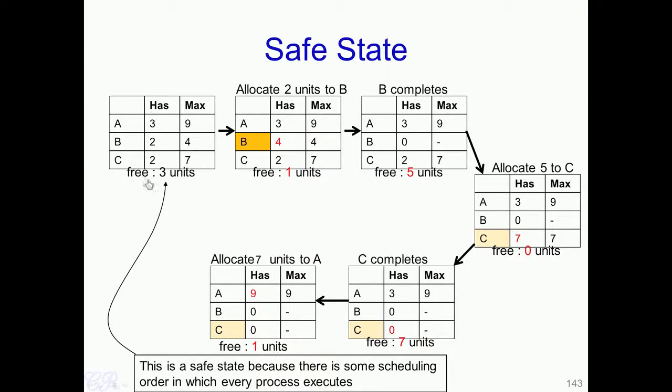Thus, we see that with this particular state of the system, where there are 3 units free and the maximum credit limits of the clients are 9, 4 and 7 units, there is a schedule which is possible so that all maximum requests by the clients can be fulfilled. We call such a state a safe state, and the banker could go ahead and make such allocations.